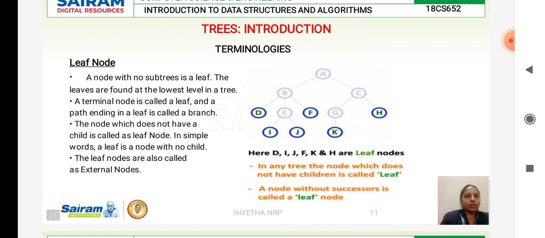Then the next terminology is the leaf node. The lowest level of the tree, we call it a leaf node. We will not have any further branches from that leaf node. The last level, which we also call external nodes, where there is no further emergence of sub-branches, we call a leaf node. Here D, I, J, F, K and H are the leaf nodes. They don't have further branching. We call these the external nodes, the last level of nodes, leaf nodes.